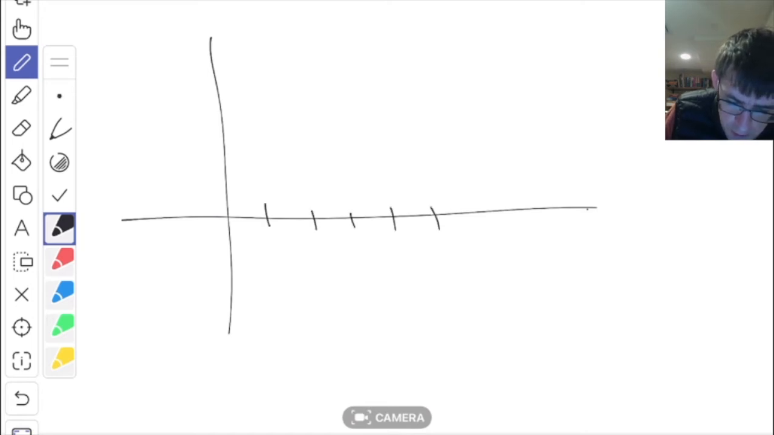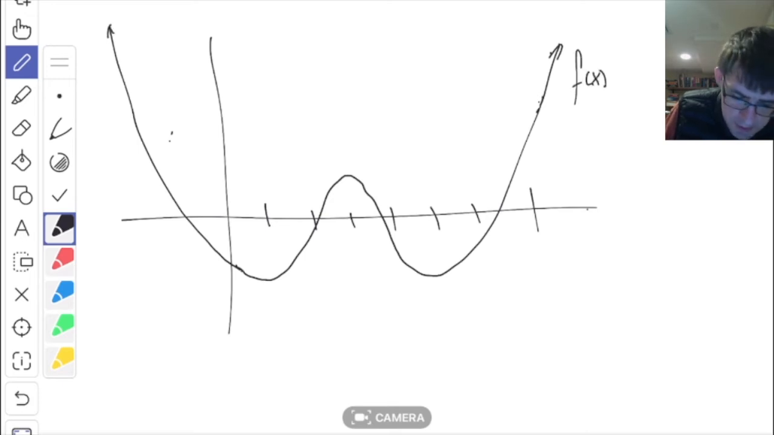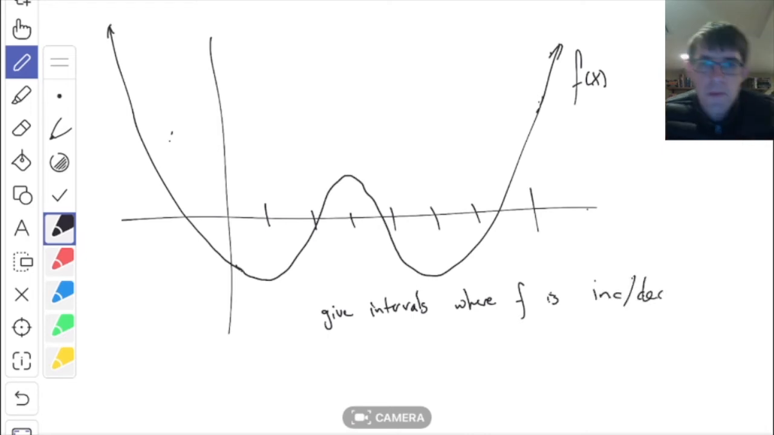If I show you a picture, I might ask you about increasing and decreasing functions on a picture. Let's see if I can do this. How about that? This is a graph of a function, f of x. And let's say your job is to give me intervals where f is increasing or decreasing. All right. Intervals where this function is increasing or decreasing.